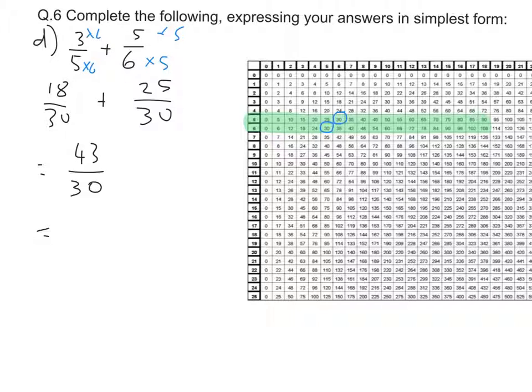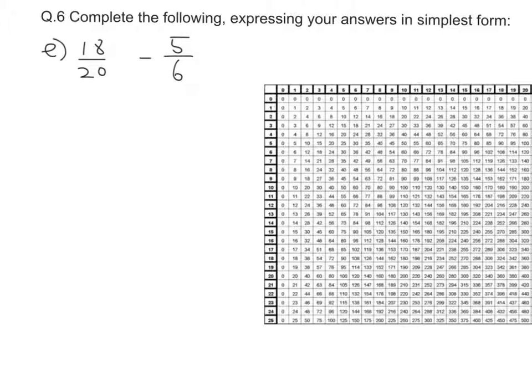Okay, so 30 goes into 43 once as a whole, so I write down the number 1. 43 minus 30 is 13. So the remainder is 13, which goes as the numerator. I keep the denominator the same, so your answer should be 1 and 13 over 30. That's your final answer because 13 is a prime number. We can't simplify this anymore.